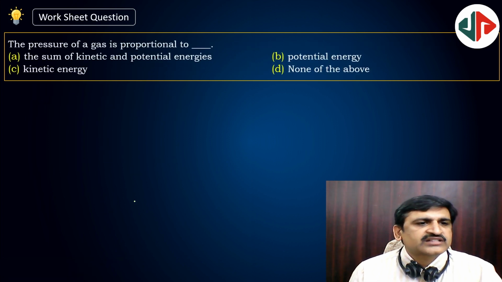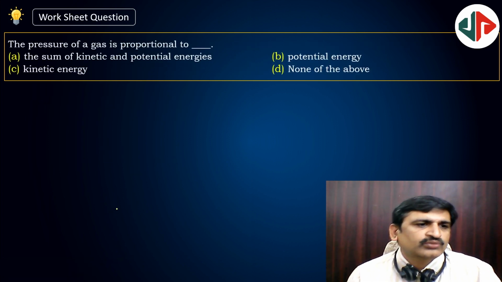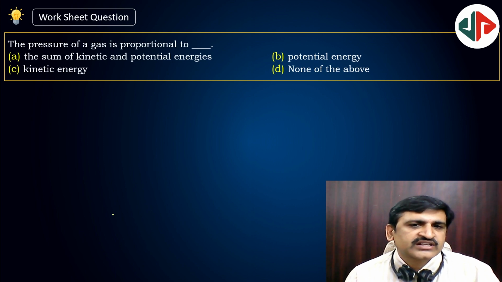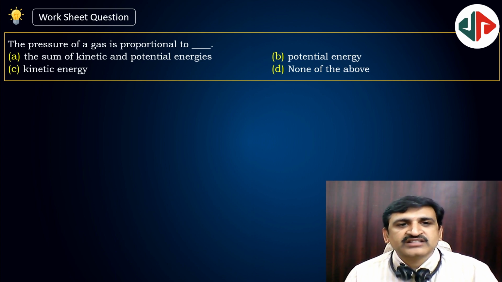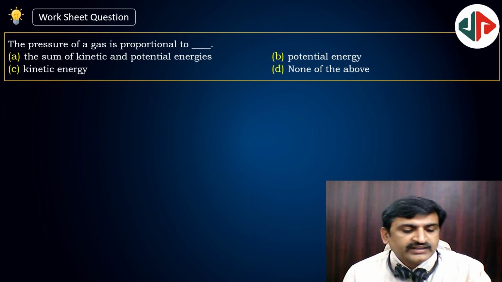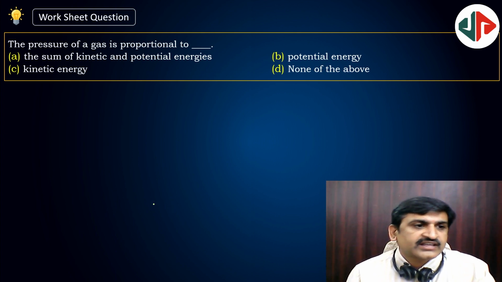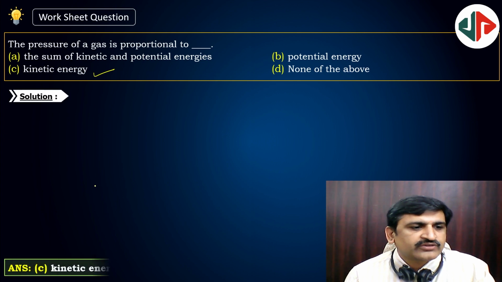Next, the pressure of a gas is proportional to the sum of kinetic energy and potential energy, potential energy only, kinetic energy only, or none of the above. Read the question again. From the kinetic gas equation, we can say that the pressure of a gas is directly proportional to its kinetic energy. So option C could be the correct answer.